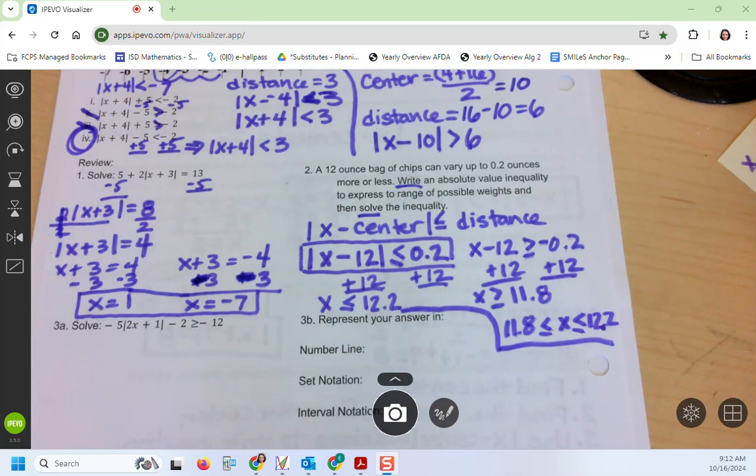All right, once you have that one done, I want you to try 3A. You're going to try that on your own before we go over it.